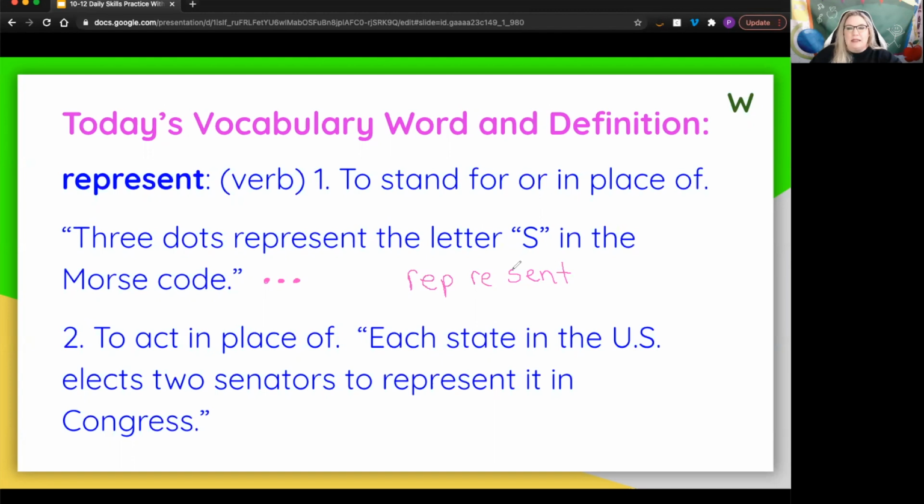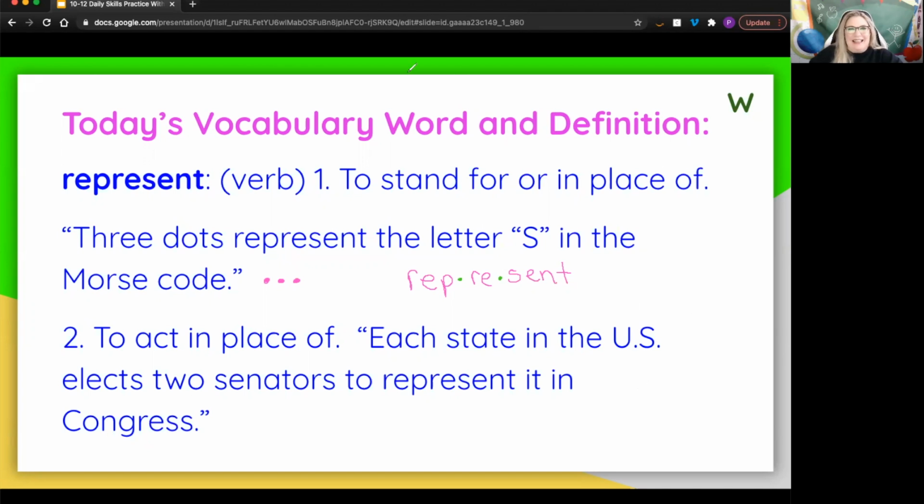So sometimes S's can represent a z sound as well. S can stand in place of a z sound. So be ready for those different sounds coming in there. Rep, re, sent. Every letter gets a sound in that word. Just want to put some eye stoppers in there so that you can study one piece of the word at a time until you know it.